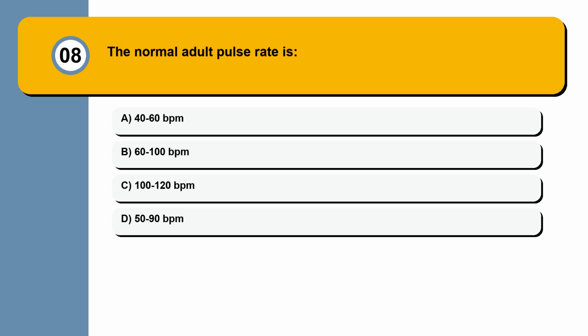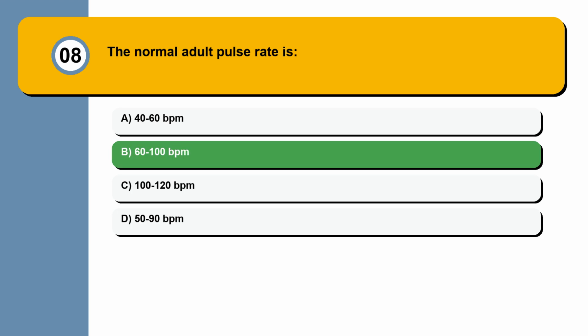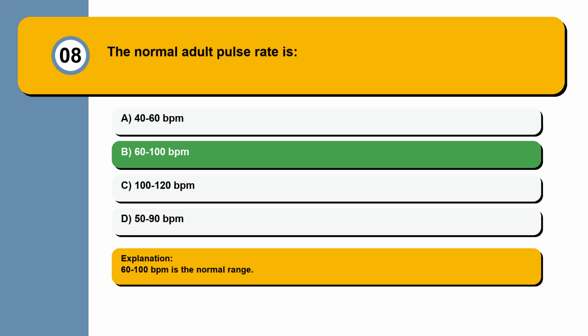Question 8. The normal adult pulse rate is 40 to 60 bpm, 60 to 100 bpm, 100 to 120 bpm, 50 to 90 bpm. 60 to 100 bpm is the normal range.